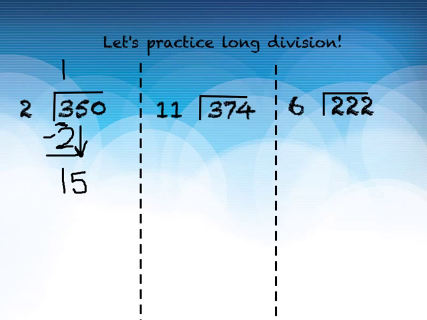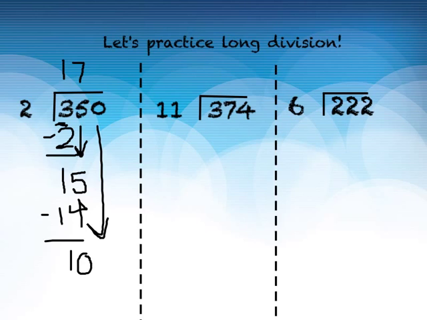2 goes into 15 7 times, because 7 times 2 is 14. When I subtract, I get 1. I bring down my 0. 2 goes into 10 5 times. 5 times 2 is 10. And when I subtract, I get 0. So 350 into 2 groups would be 175 in each group. Let's try the next one.